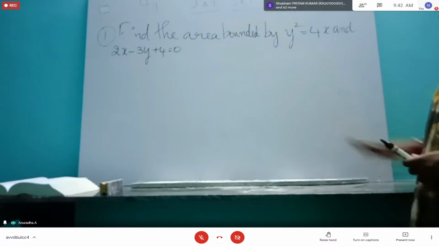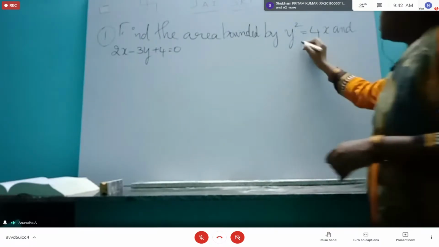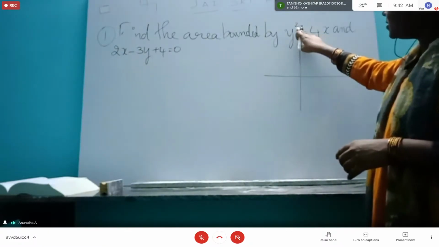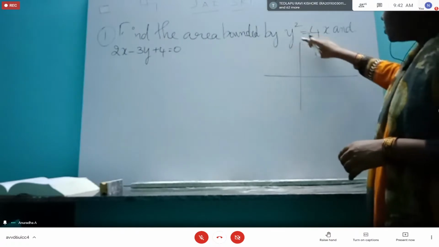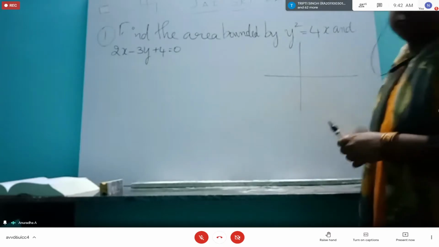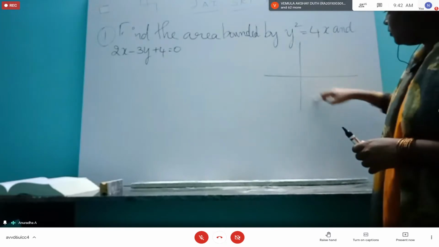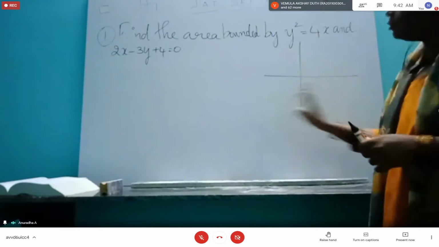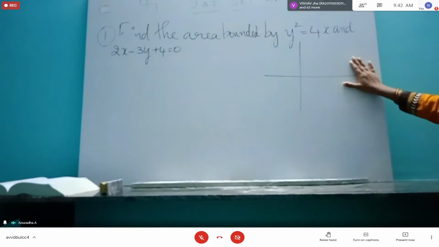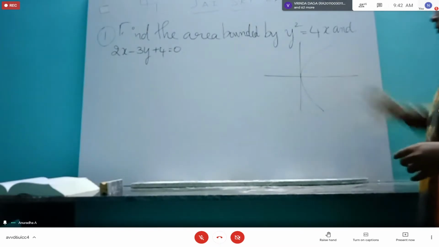First we have to know how to draw the diagram, because only then can we know the limits. For y square, plus y is also there, minus y is also there. So the diagram is going to come either this side or this side, not the usual parabola: either the first and fourth quadrant or the second and third quadrant. Please remember that. Then x is given positive, so the diagram is going to come only on the positive x-axis. So obviously the diagram is this.